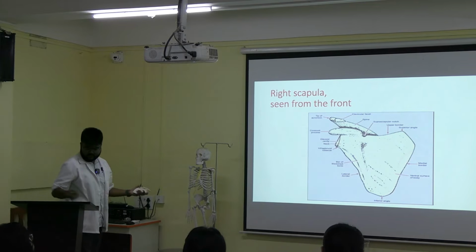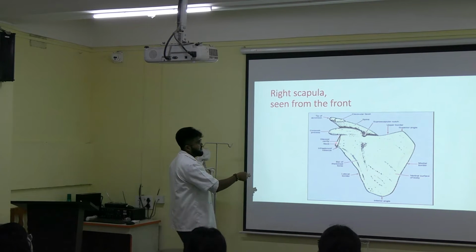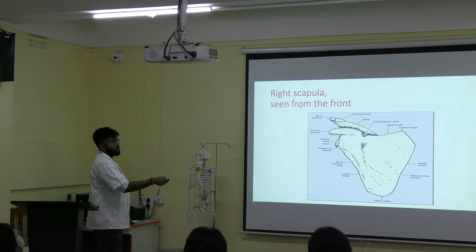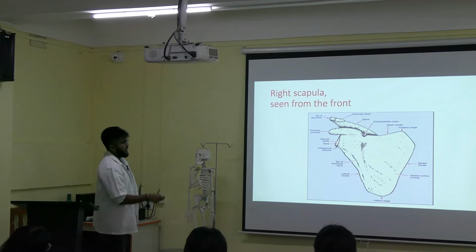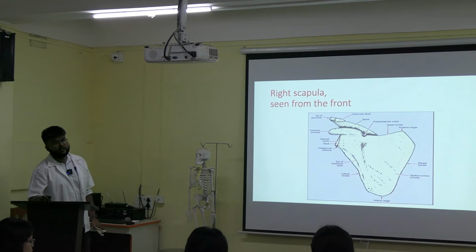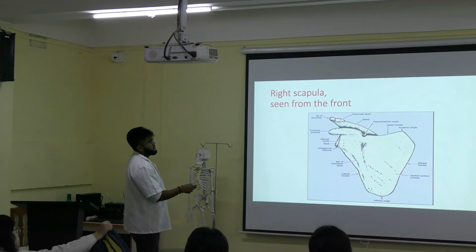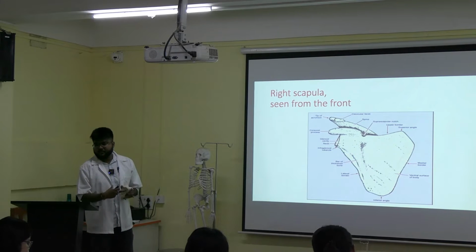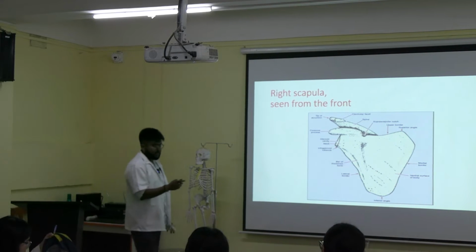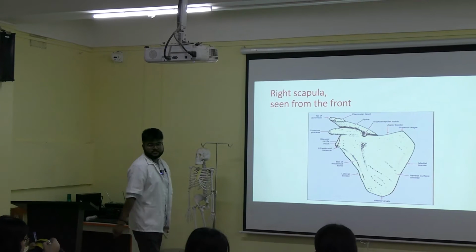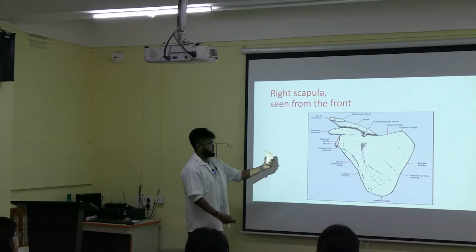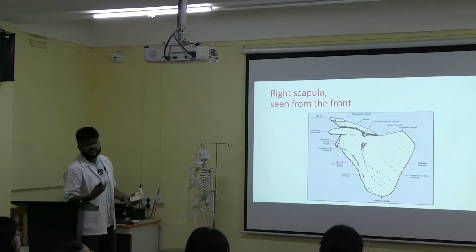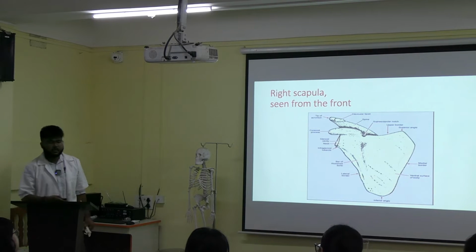So this is your glenoid cavity, this is your lateral border, this is your medial border, and this is your upper border or superior border. This process is the coracoid process, and what is this process? Acromion process. Here the clavicle bone articulates and forms the acromioclavicular joint. This is the anterior view, and this surface is called the anterior surface, costal surface or ventral surface.